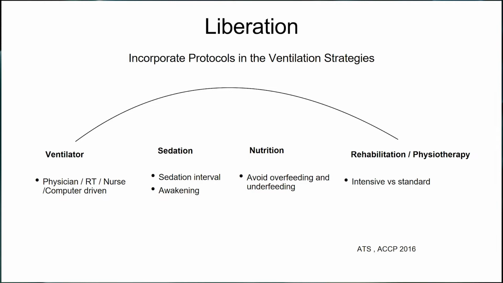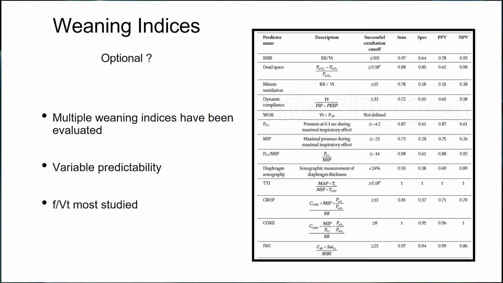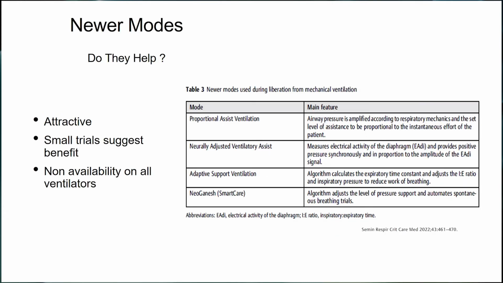Would you want to use weaning indices? Weaning indices are pretty optional, because the major problem with weaning indices is that none of them has a very high sensitivity and specificity. Though F by VT is the most commonly used, they don't exactly tell us whether the patient is going to tolerate extubation or not. So if you want to put somebody through the weaning index, you can do it. In my ICU, we don't usually follow the indices.